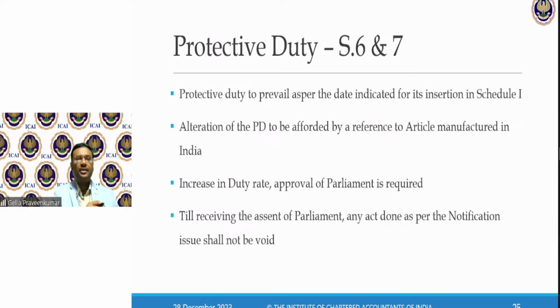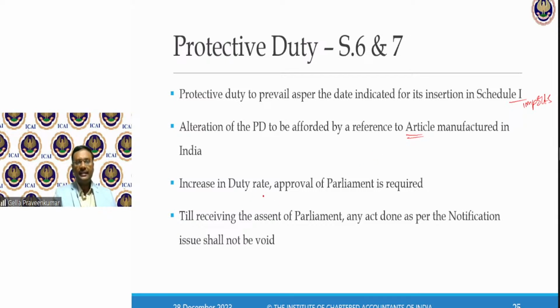And this protective duty has to prevail as per the date indicated for its insertion in Schedule number 1. Schedule 1 refers to imports. So for all goods which are imported based on the notification, from the day this notification has come into picture, from that day, this safeguard duty or protective duty is relevant. Alteration of protective duty is to be afforded by reference to the article manufactured. So here they always specify on which articles this protective duty is imposed.